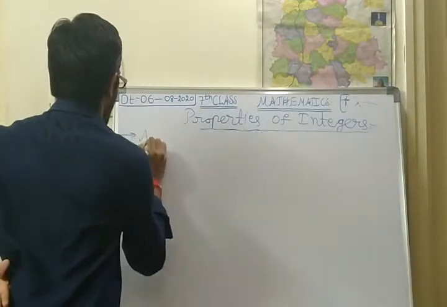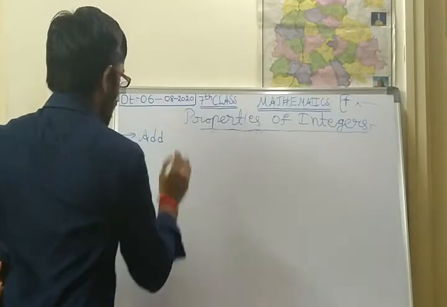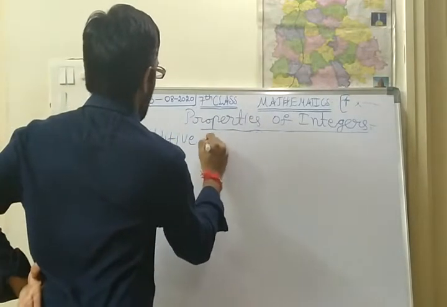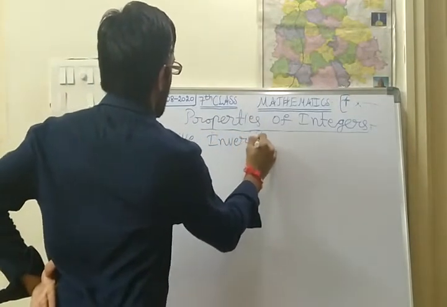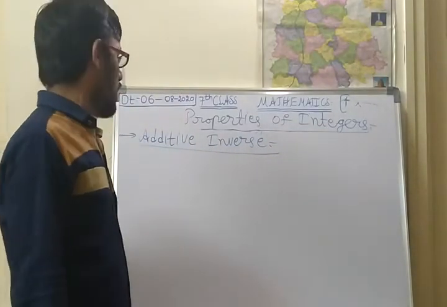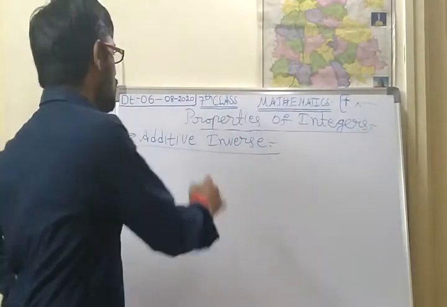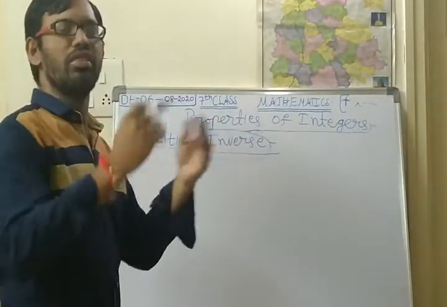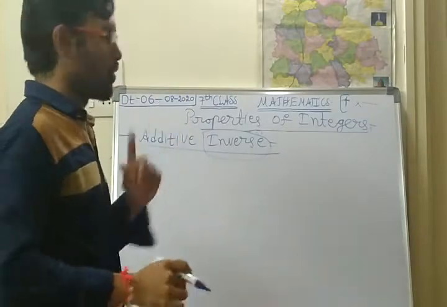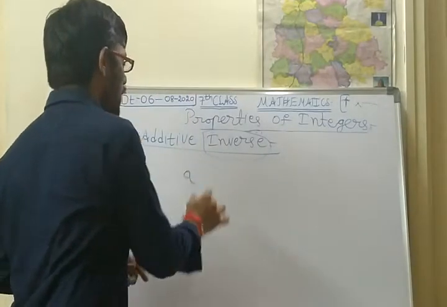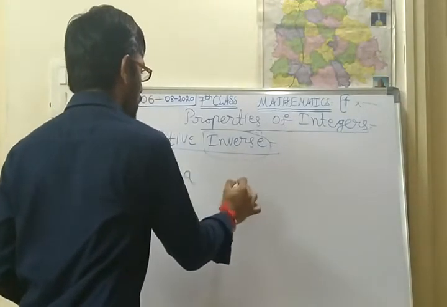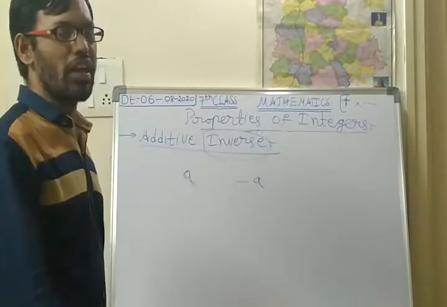Next one is additive inverse. By seeing the property name only you can say, what is inverse? Inverse means reverse. Suppose you are taking any number, any integer. For that integer you have to take the negative integer also. Here I have taken a.